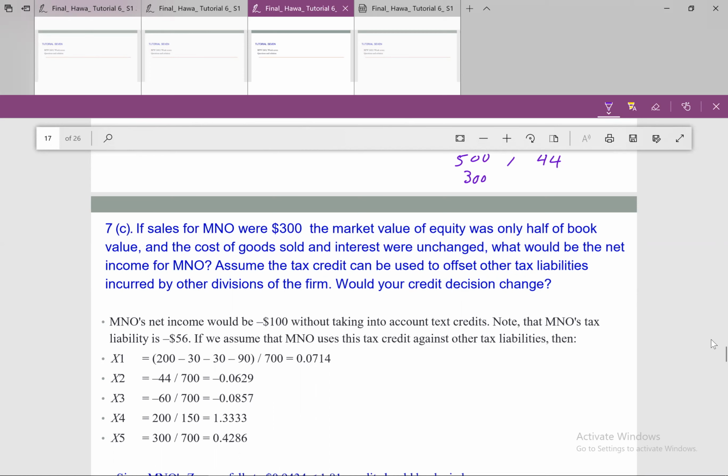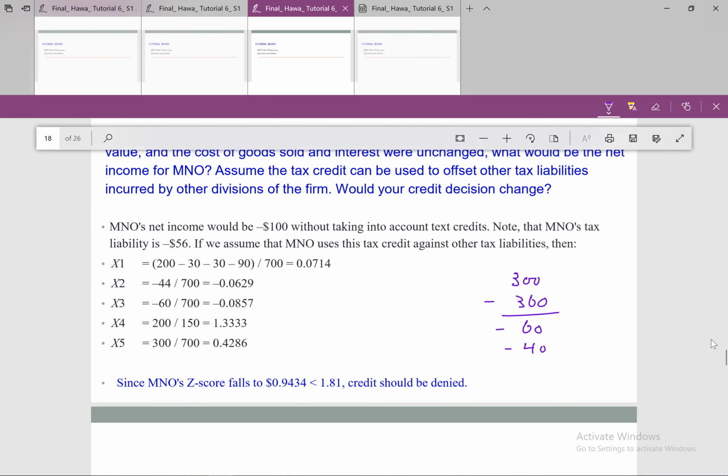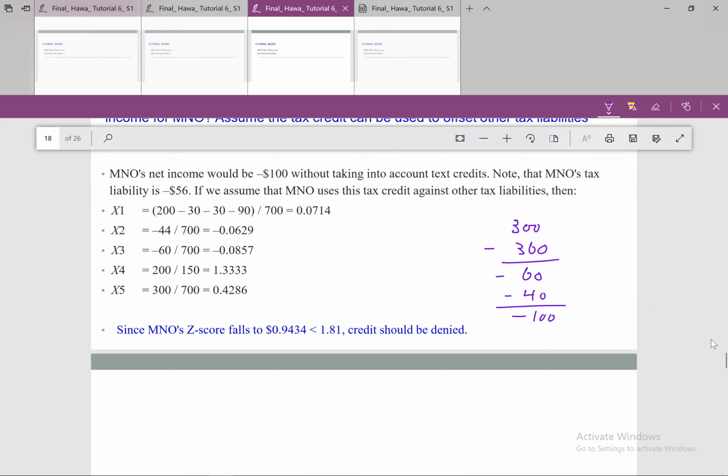And probably they are making losses, because if it is 300 minus 360, their cost of goods sold, they are already making minus 60 down here. And then they are paying 40 for the interest, and then they are already at minus 100. And because they are making losses of 100, they will get a tax benefit, because when they get a profit of 100, they pay a tax of 56. When they get losses of 100, of course, they will get a benefit of 56. Okay, so we take the 56, they end up with minus 44.